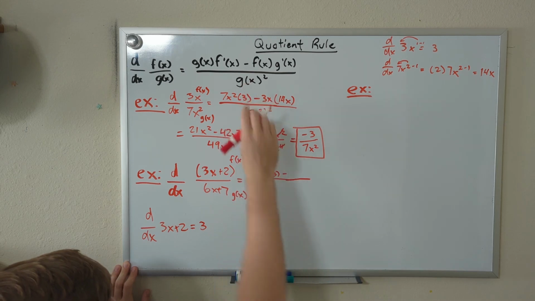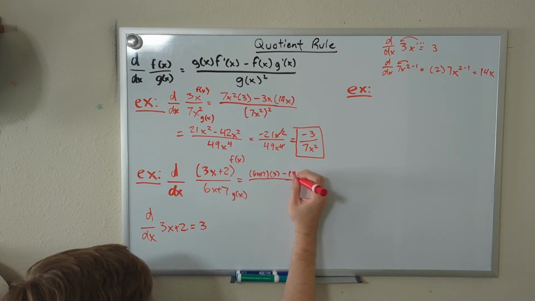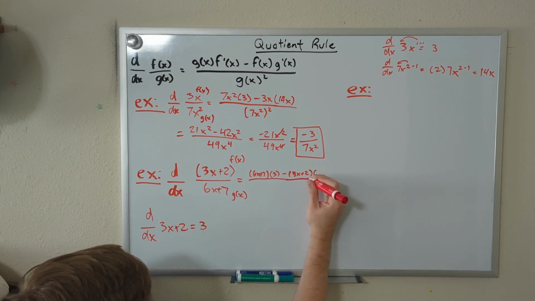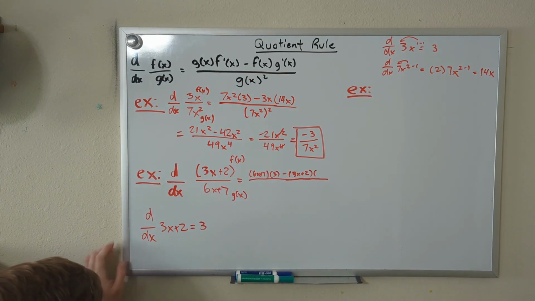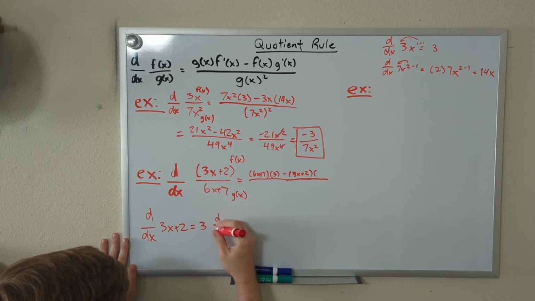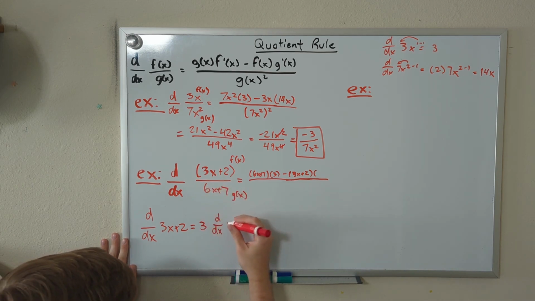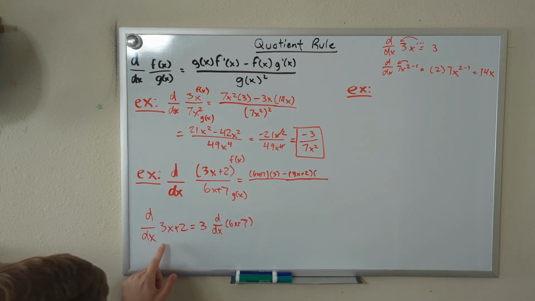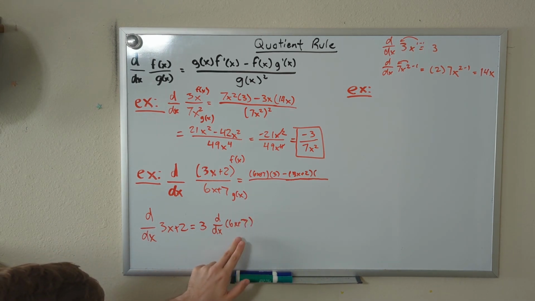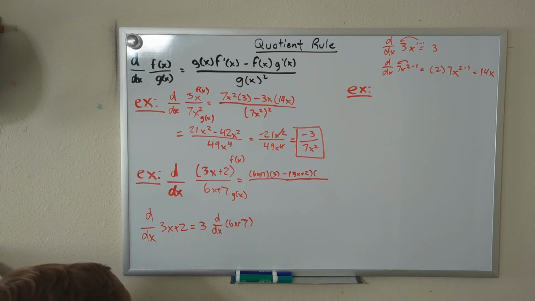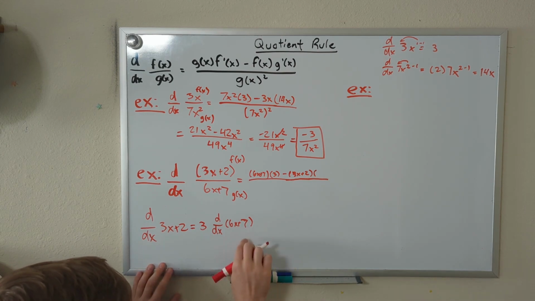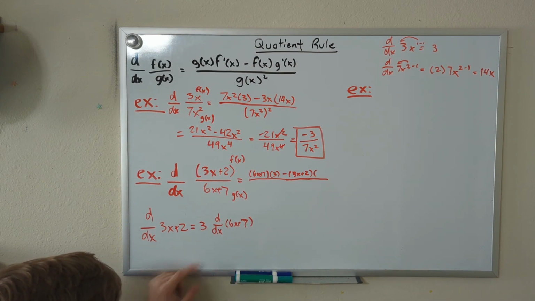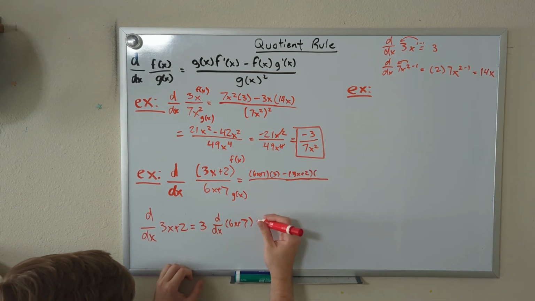Now we need to subtract f of x, which is 3x plus 2, being multiplied by g prime of x. And we'll do that down here as well. The derivative of 6x plus 7, our denominator, can be solved the same way as this one. We can split these two by the addition sign, then find these derivatives individually, combine them to get the new derivative. So the derivative of a constant is still 0, and just like in this example and that example, the derivative of 6x is just 6.